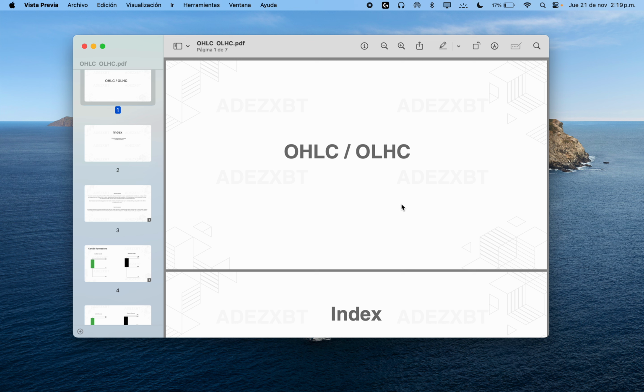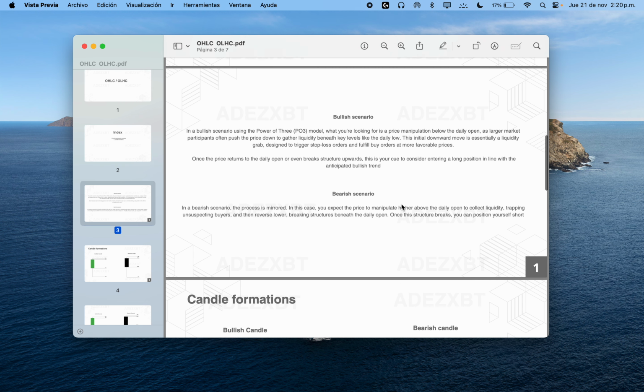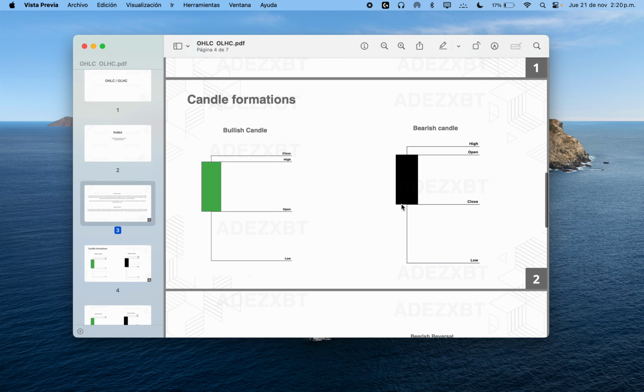Of course, we're going to be pairing this with all the previous lessons, so if you haven't watched them, I recommend you start with the external range security to internal, and watch the next lesson, which, if I remember correctly, is changing the state of delivery and market structure shift as an entry model inside your external to internal range security. So let's continue. Let's start with candle formations.